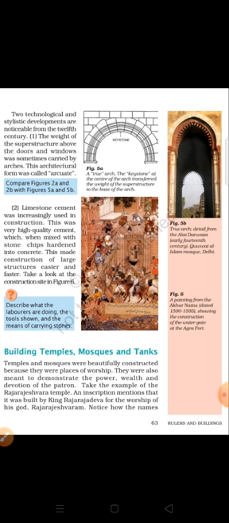Now take the example of the Rajarajeshwara temple. Inscriptions mention that it was built by the king Rajaraja for the worship of his god Rajarajeshwaram. Notice how the names. So we will learn that in the next video. Thank you.